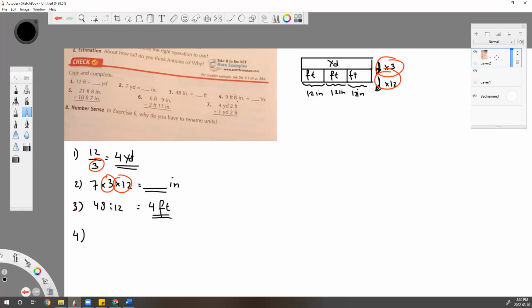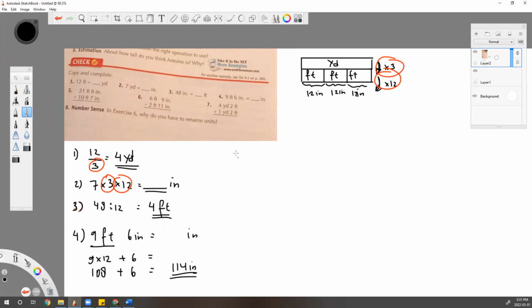Number 4. 9 feet, 6 inch, how many inch? So what you need to focus on is the feet first. Feet to inch, you multiply by 12. So 9 times 12 plus 6, because it is plus. So 108. You have to do it slowly. 114 inches. Okay, that's the way you do.